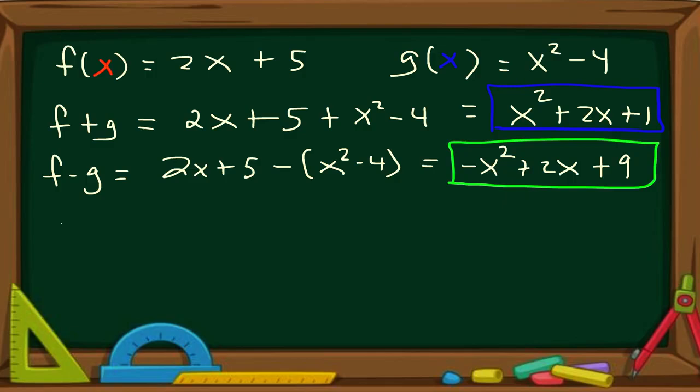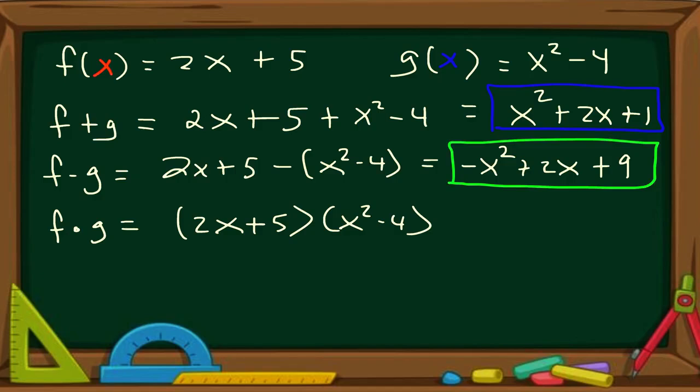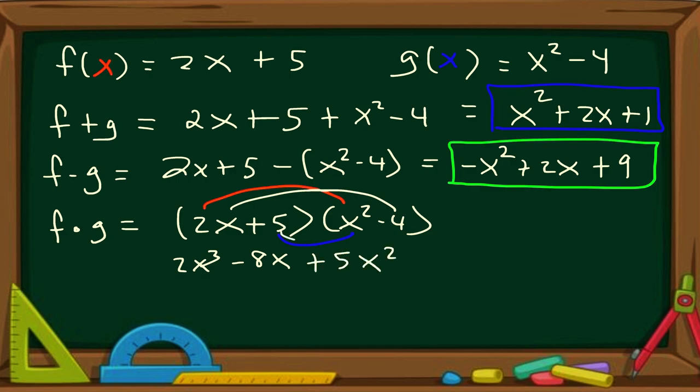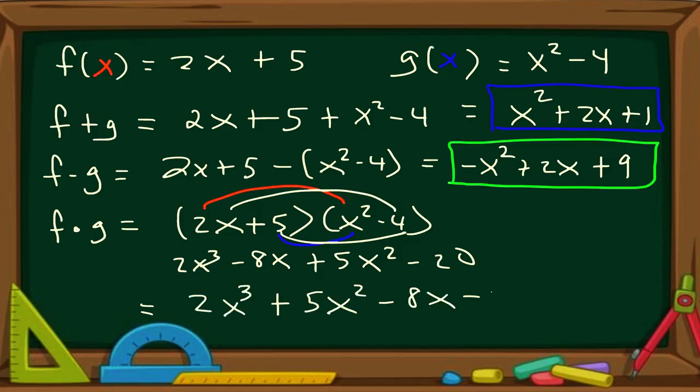Now what about f times g? This is just going to be 2x plus 5 times x squared minus 4. And we can go ahead and FOIL it. 2x times x squared, that's 2x cubed. And then 2x times negative 4, that's negative 8x. And then we have 5 times x squared, that's 5x squared, and then 5 times negative 4, it's negative 20. So in standard form, it's 2x cubed plus 5x squared minus 8x minus 20.